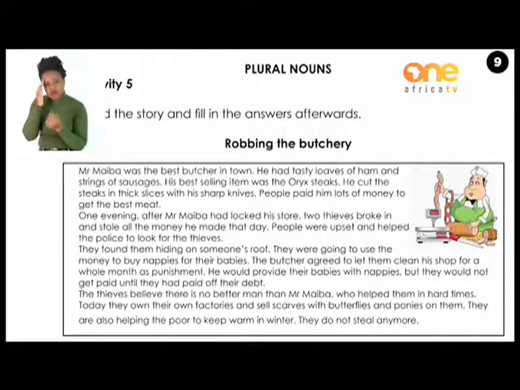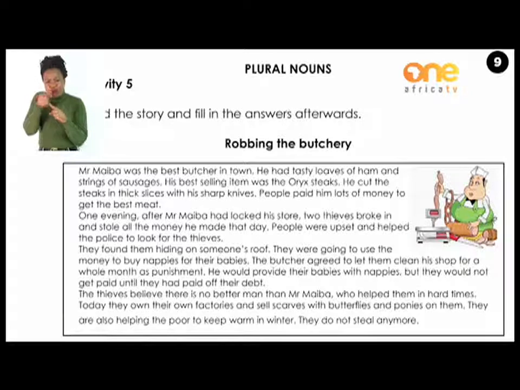Okay, I'm going to read the passage in your hearing. The topic is robbing the butchery. Mr. Mayber was the best butcher in town. He had tasty loaves of ham and strings of sausages. His best-selling item was the oryx steaks. He cut the steaks in thick slices with his sharp knives.